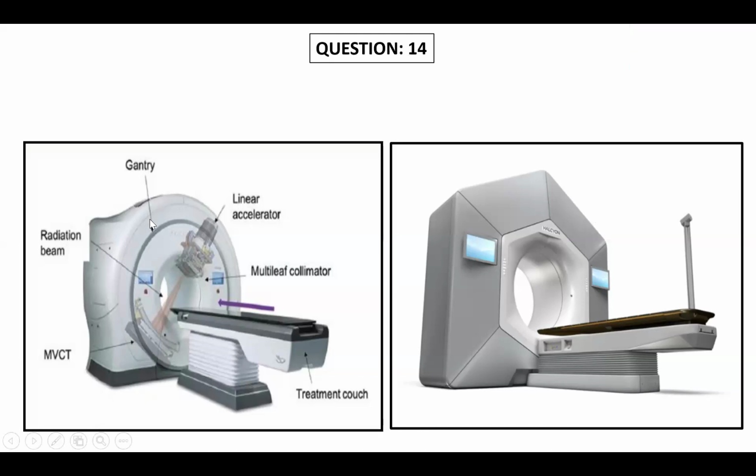Couch moves. Yes, couch moves like in a CT scan. Here it will not move during treatment. So this is the Tomo. Tomo means slice.